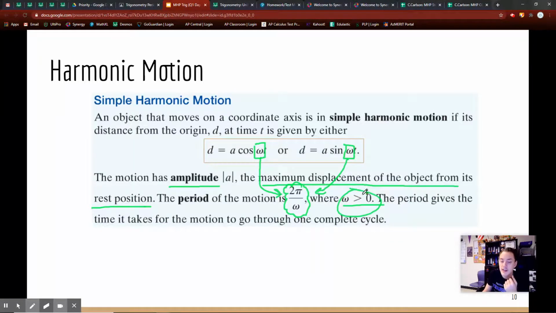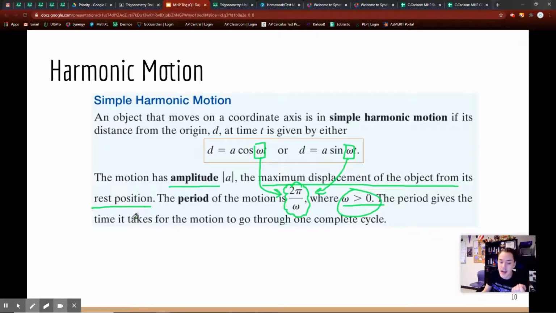Obviously, omega has to be greater than 0. It can't be less than 0. If it's less than 0, that doesn't make any sense because it's a real-world application. You can't have negative motion, okay? You can only have positive motion.